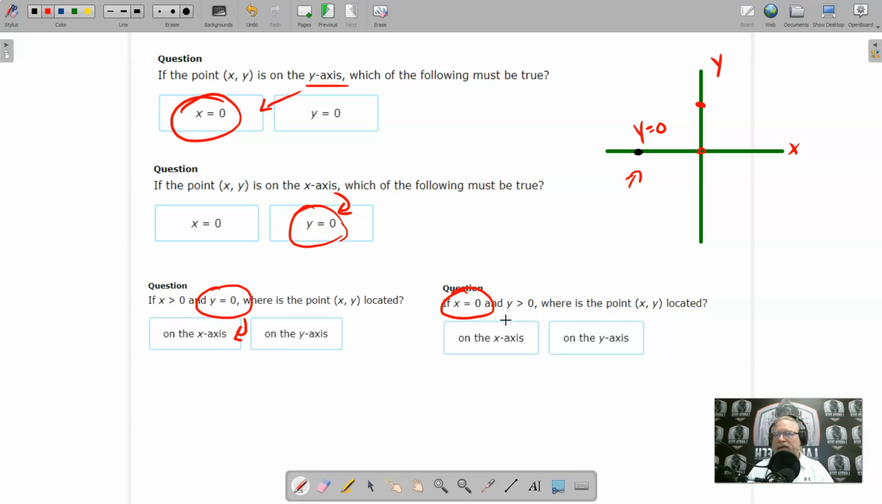If the value of x is 0, then it's on the y-axis, right? Where is x 0? All up and down the y-axis. Anywhere here on the y-axis, x is 0. So if x is 0, we know it's on the y-axis. So a little bit of a trick there, right? Kind of keep that in mind.